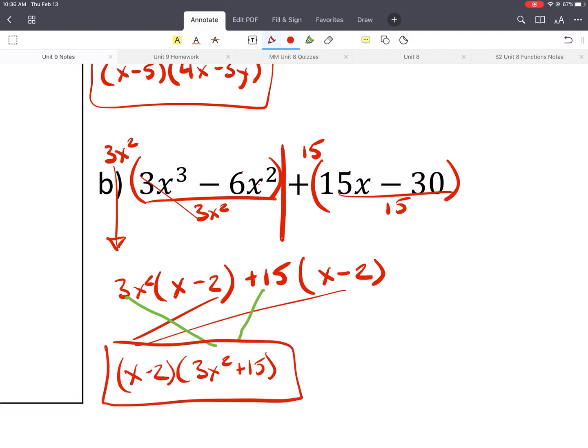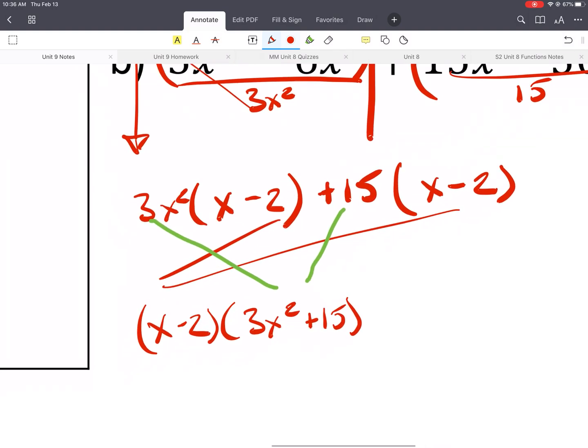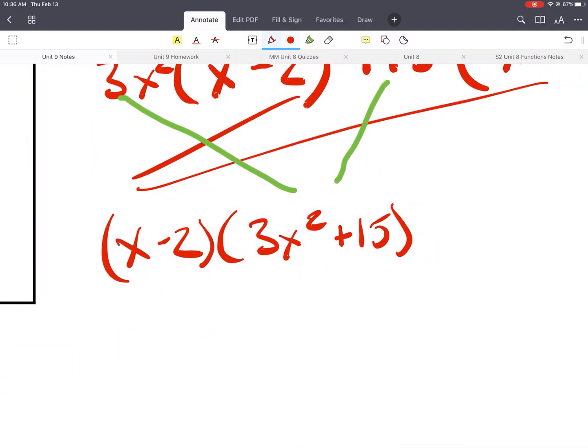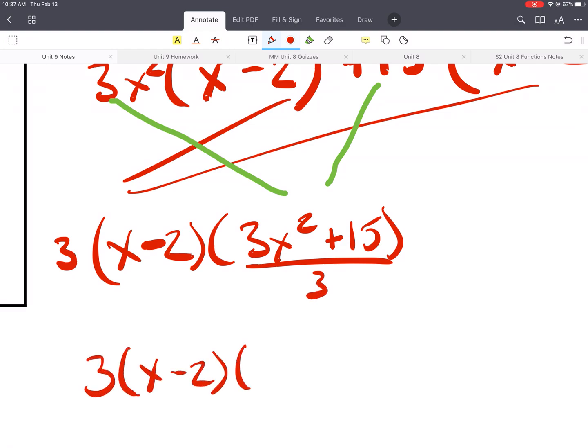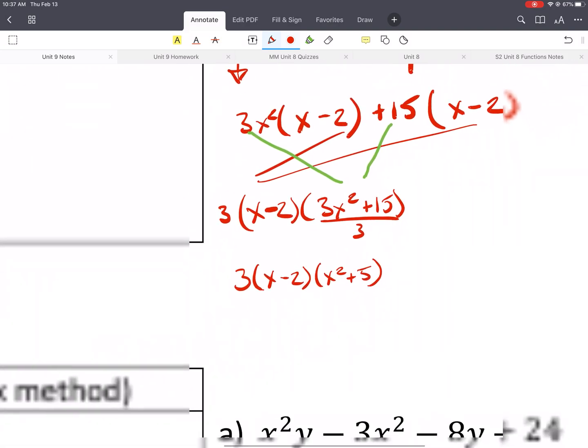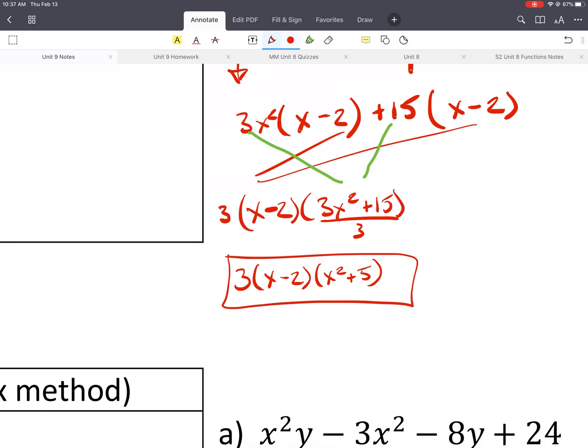Okay, but wait, are we done? Let's check. Can we factor anything else out? So the first term, we have x and we have minus 2. We can't factor out anything else there, but we can factor out on the right side. So here we can factor out a 3. We'll divide it by 3. So we'll end up getting 3 times x minus 2 times x squared plus 5. So make sure you fully factor things out, and you'll be great.